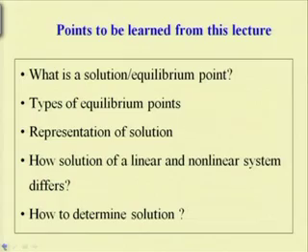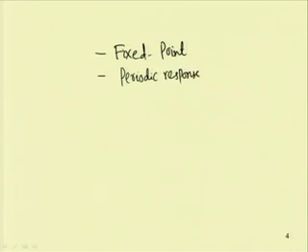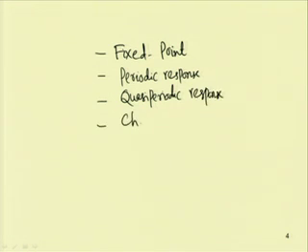After getting the equilibrium solution of the system, we can find what type of equilibrium points we obtained. There are mainly 4 different types of equilibrium points that we are going to study. In types, one can have a fixed point response, then one can have a periodic response, and one can have a quasi periodic response, or one can have a chaotic response of the system.